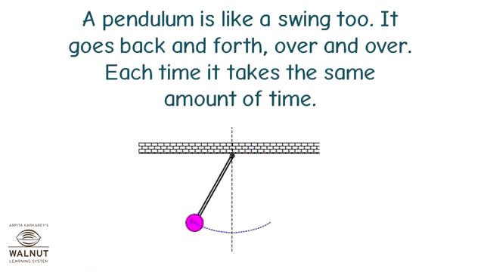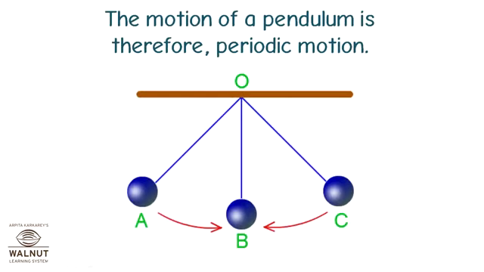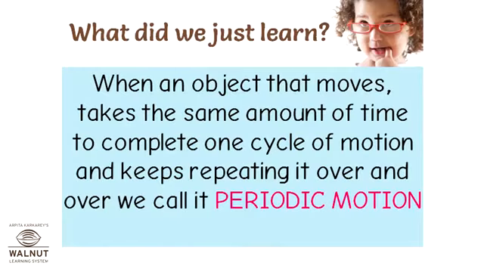A pendulum is like a swing too. It goes back and forth over and over. Each time it takes the same amount of time. The motion of a pendulum is therefore periodic motion. What did we just learn? When an object that moves takes the same amount of time to complete one cycle of motion and keeps repeating it over and over, we call it periodic motion.